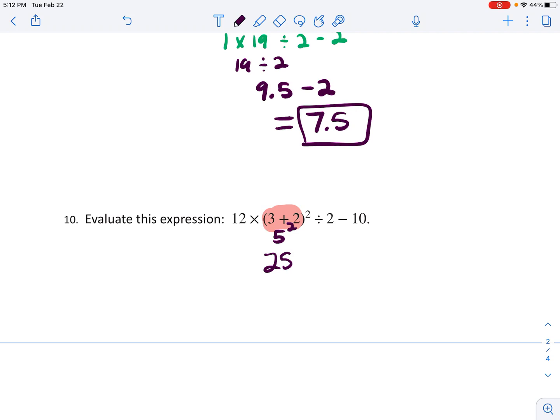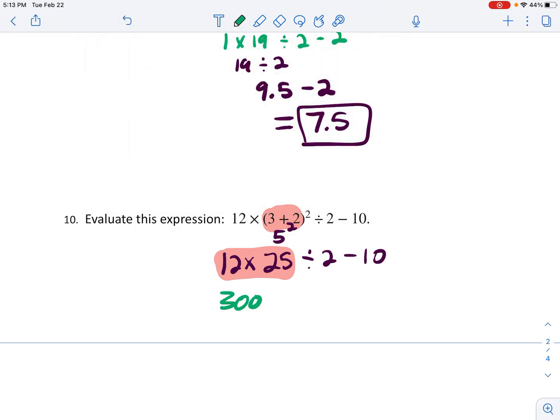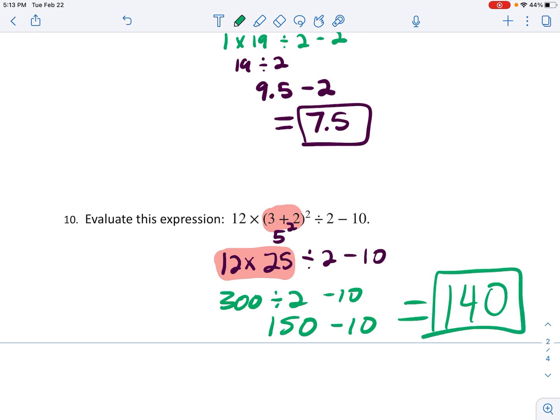So now, when I rewrite my expression, I have 12 times 25 divided by 2 minus 10. And when we multiply here, 12 times 25, this would come out to 300. So now we have 300 divided by 2 minus 10. 300 divided by 2 is 150. 150 minus 10 gives us our final answer of 140. Okay, that is our final answer, 140.